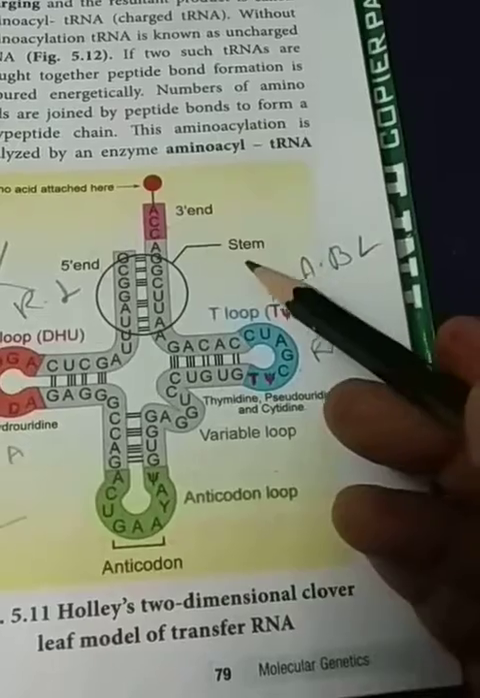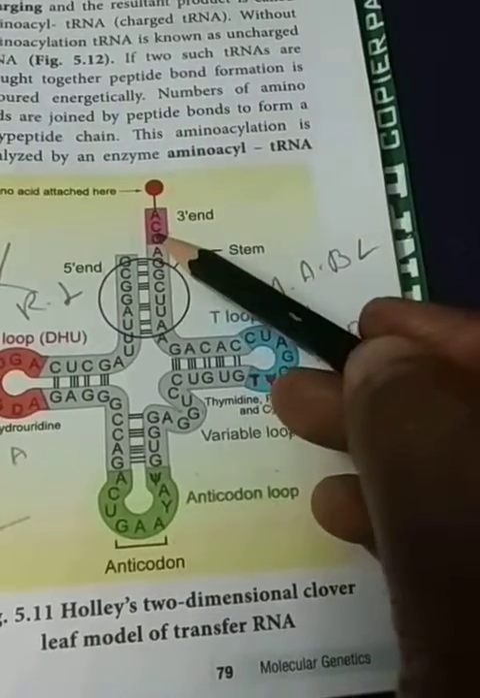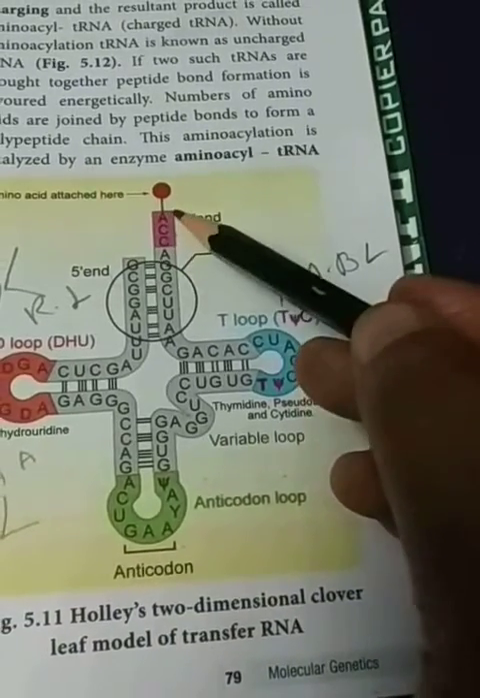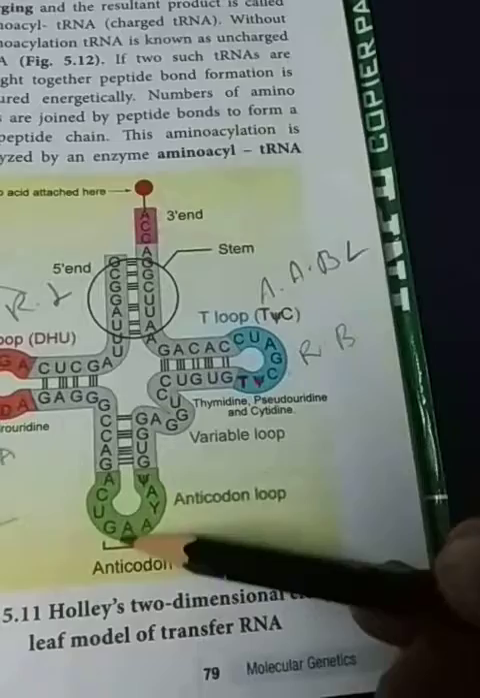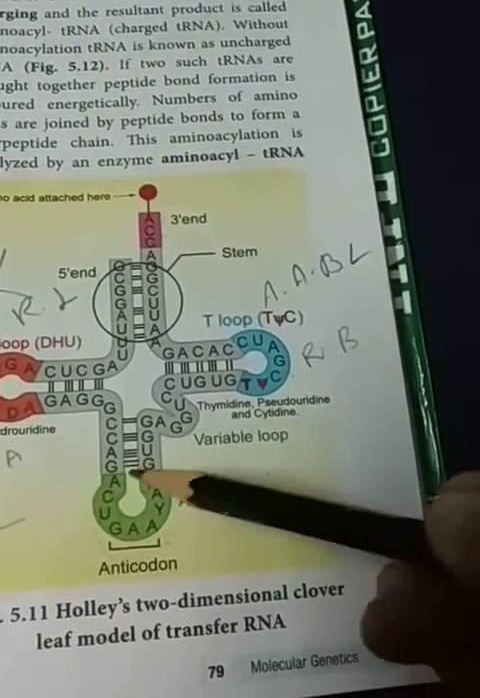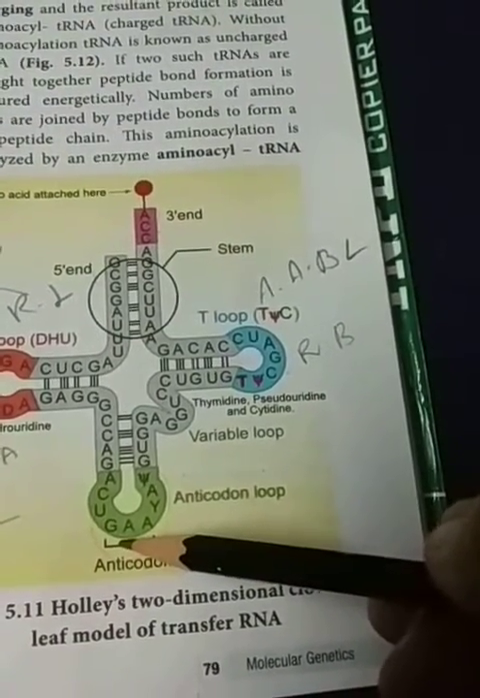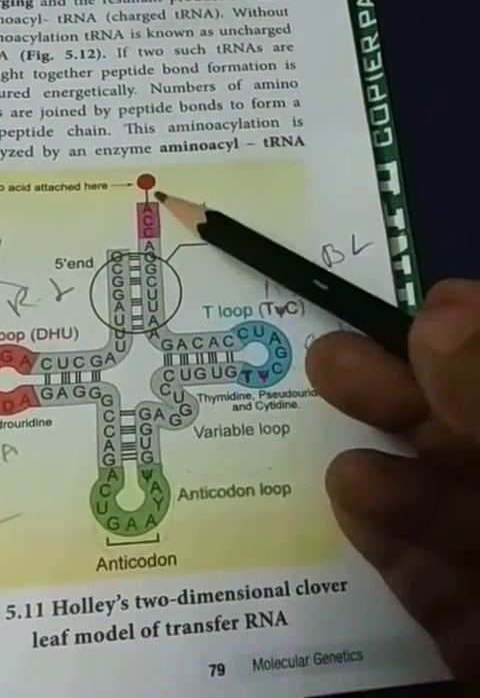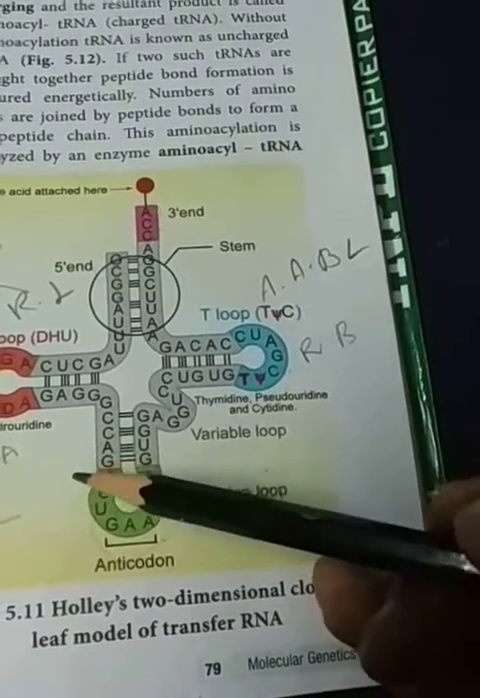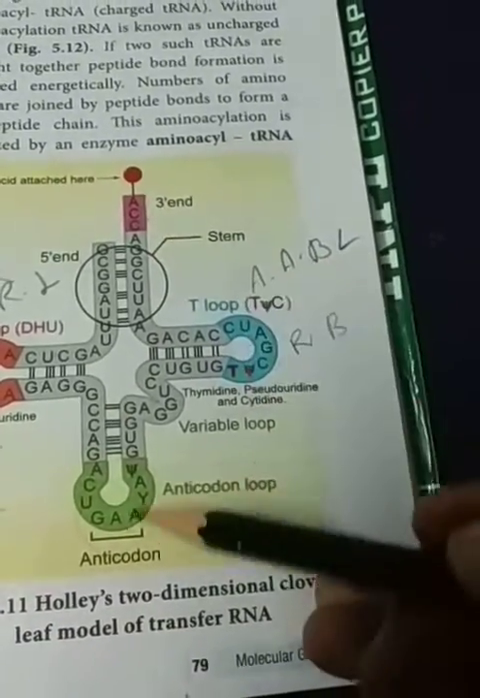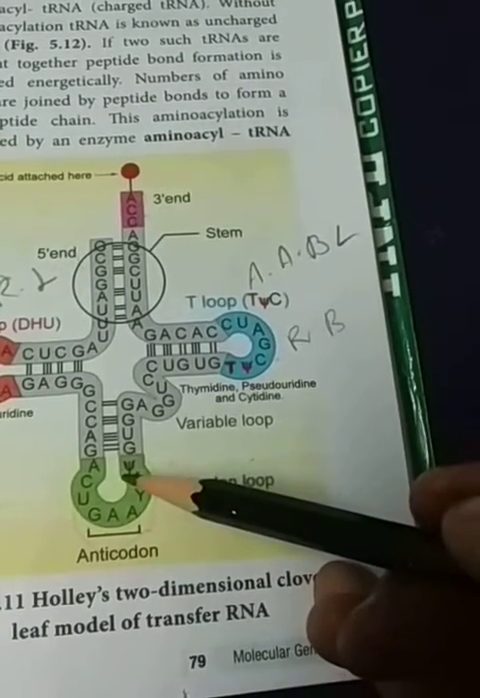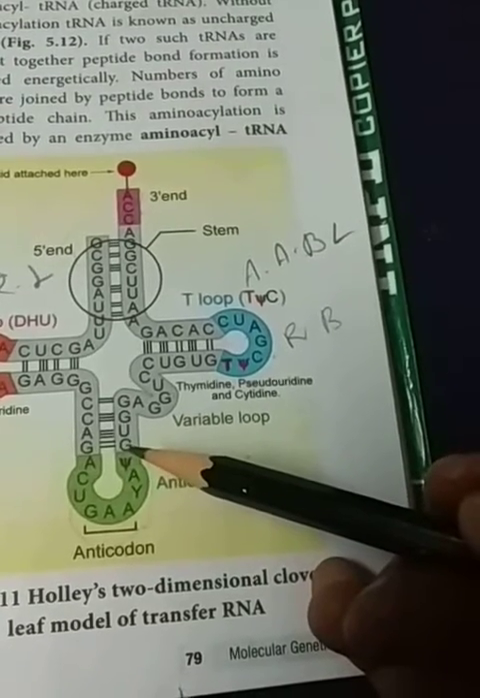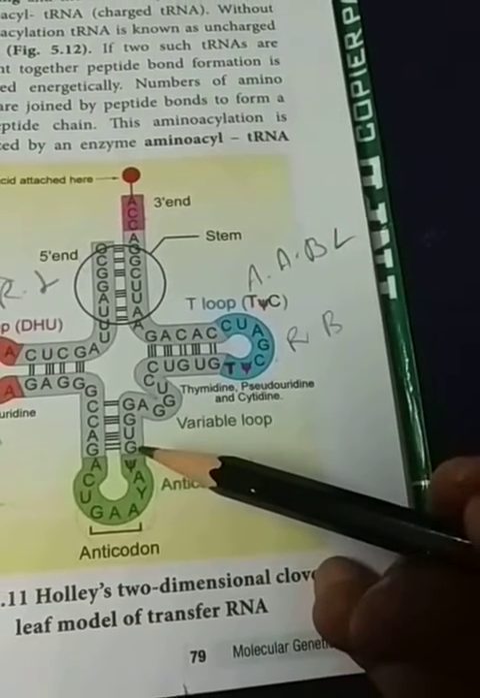So the amino acid is attached to one end, and the other consists of 3 anticodon nucleotides. Here at one end are the codons, and in the opposite are the 3 anticodons. The anticodon pairs with the codon in mRNA, ensuring that the correct amino acid is incorporated into the growing polypeptide chain.